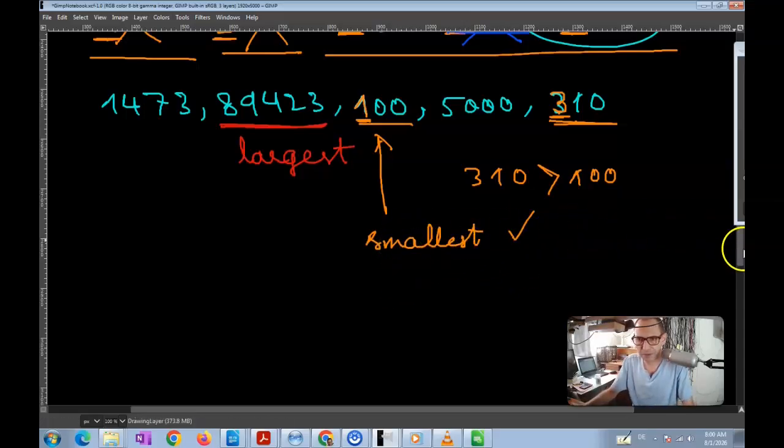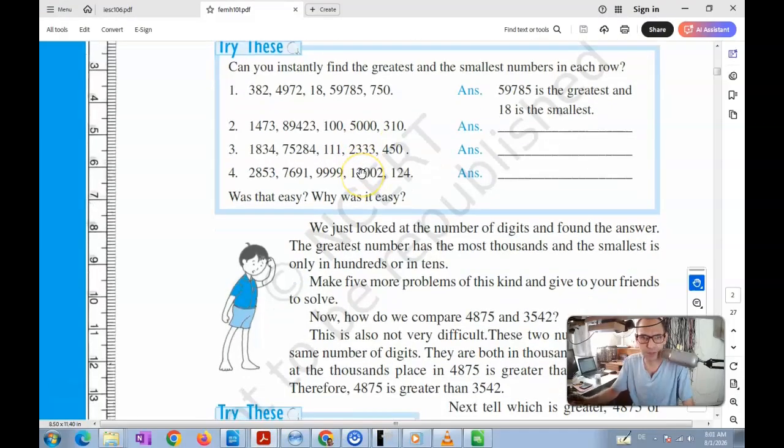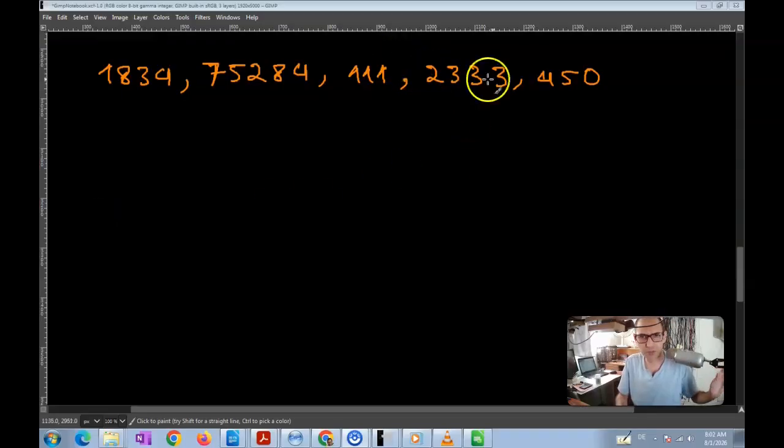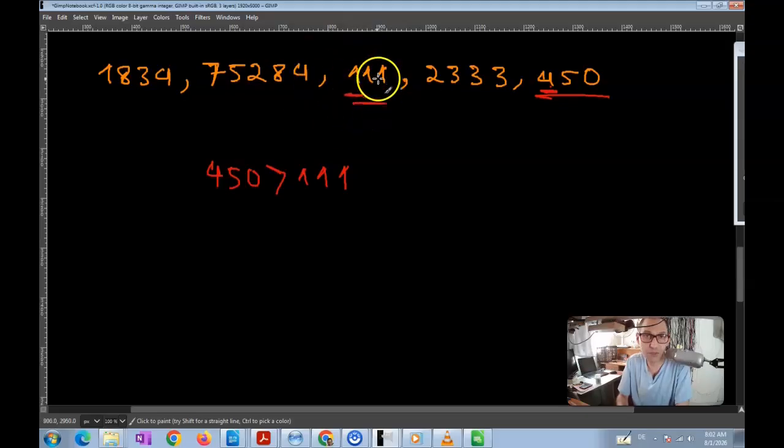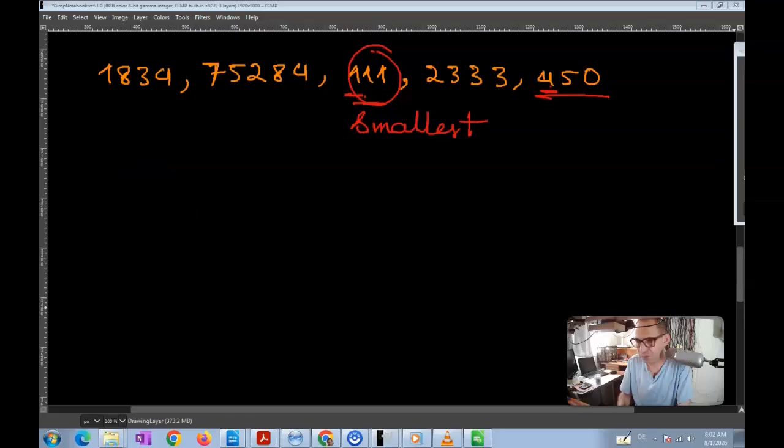Okay. Now let's take a look at the next numbers. We have 1833, 75,284, 111, 2,333, and 450. Now again, for the smallest number on the list, go for the number with the smallest number of digits. So this number has 4 digits, 5 digits, 4 digits, so we have 3 digits and 3 digits here. And once the numbers again have the same number of digits, you can compare the largest value digits, which is a 4 over here, a 1 over here, which means that the 450 is greater than 111, right? And so since I'm looking for the smallest number, I'm going to mark this number as the smallest number.